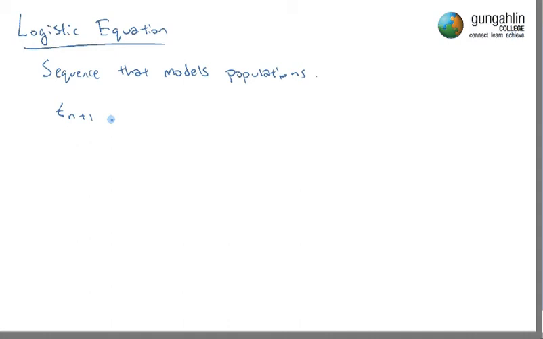So tying that back to sequences, you might expect that the sequence would be generated by an iterative definition, right? That's just saying that the next term in the sequence depends on the previous term. So it has an iterative definition. So Tn plus 1 is equal to a, where a is just some number, times Tn times 1 minus Tn.